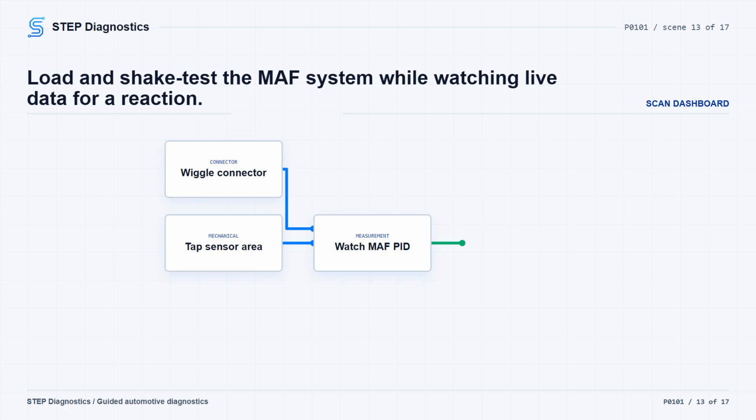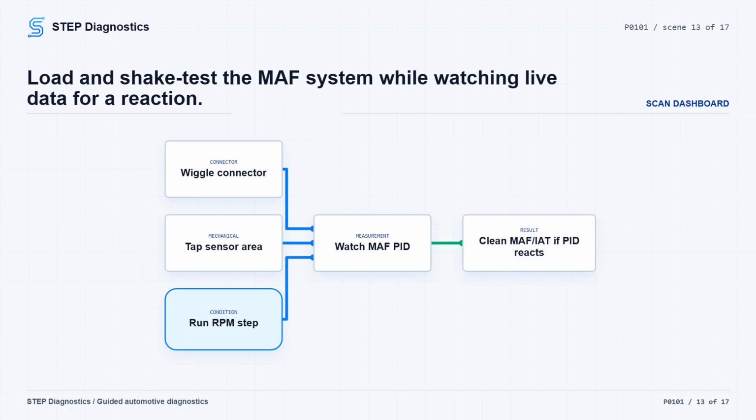Start the engine. Bring the engine up to 500 RPM for 5 seconds, return it to idle, then repeat that 500 RPM for 5 seconds, and bring it back to idle. While watching the MAF PID, lightly tap near the MAF sensor housing and wiggle the harness connector to simulate road shock. Not every PID is available on every vehicle, so use the applicable MAF data you can monitor.